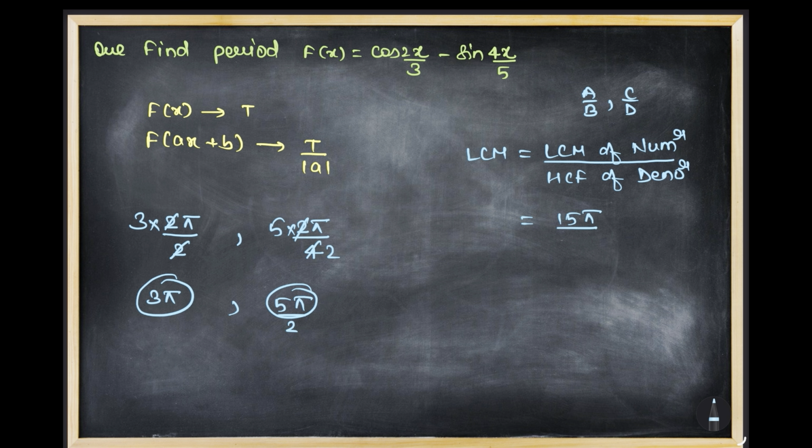Now, HCF of the denominators means what? HCF of 1 and 2. So the HCF of 1 and 2 is 1. Therefore, the period becomes 15 pi. I hope this question is clear.